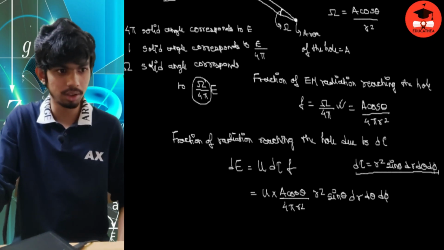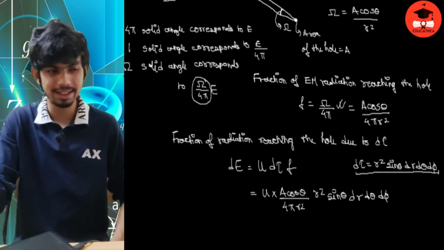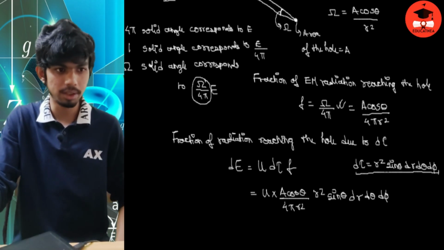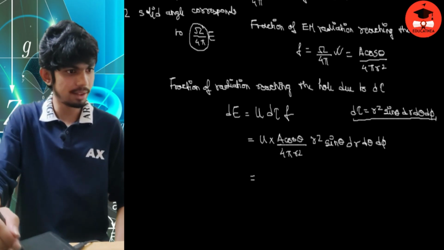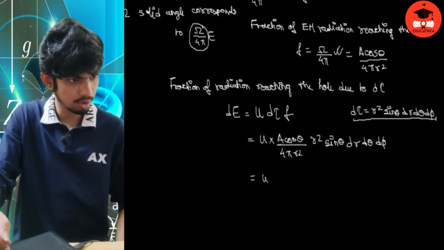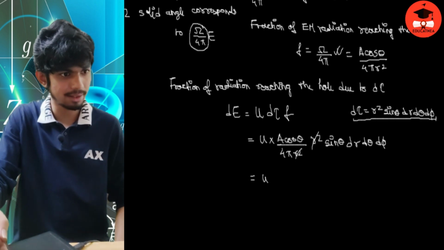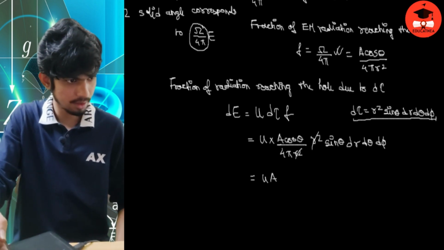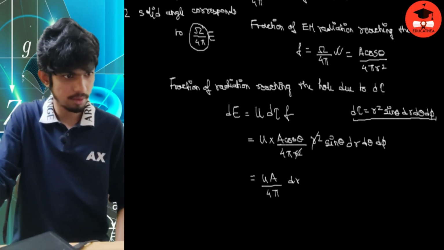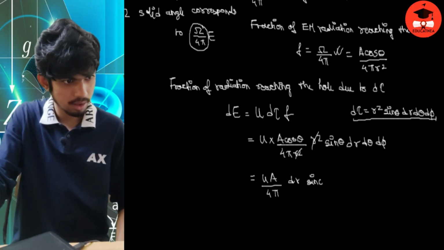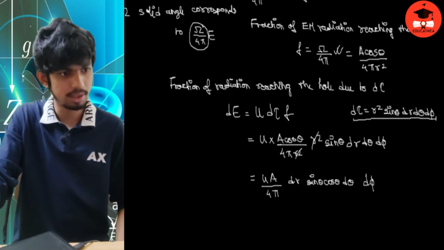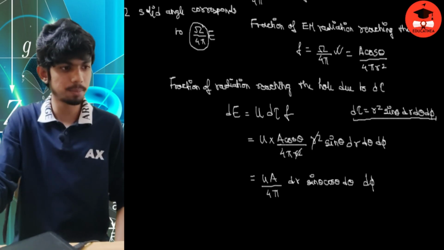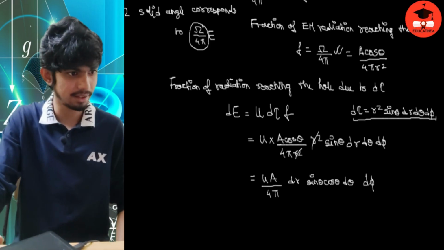Just as in Cartesian coordinates, a volume element is dx into dy into dz, in polar coordinates the volume element is something like this. Now, if you simplify this, what you will get is something like this. So u, r square and r square will get cancelled out. You'll have a divided by 4 pi into dr multiplied by sine theta cos theta into d theta, and then you will have d phi. All right. So till this point, I hope again everything is clear.